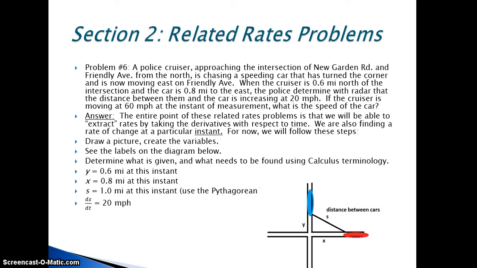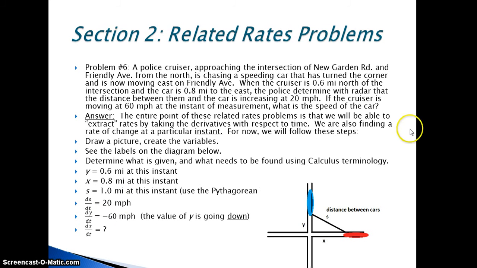Do we know anything? Well, yeah, ds/dt, the rate at which the distance between the cruiser and the car is increasing, is 20 miles per hour. So ds/dt is equal to 20 miles per hour. dy/dt is equal to negative 60 miles per hour. And why negative? Well, we use a negative because y is decreasing. Not decreasing necessarily in the sense that it's getting less positive, that is true, but basically that the value of y is going down. If dy/dt is negative, y decreases. So dy/dt is equal to negative 60 miles per hour.